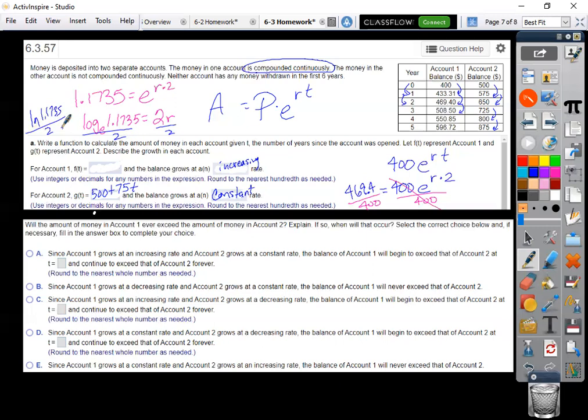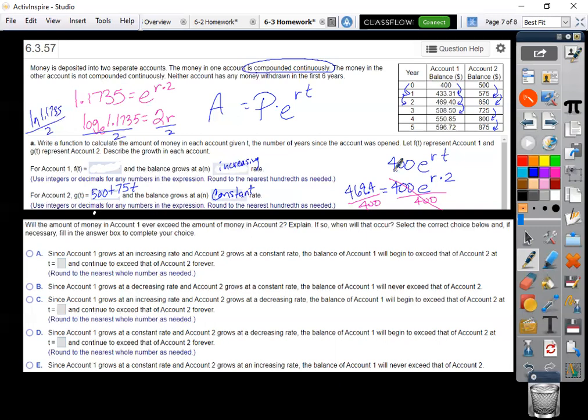So this is natural log, so I'm doing on my calculator, ln of the 1.1735, hitting enter, and then dividing by 2, and I'm getting something like 0.07999. So for the formula here, remember your t, don't forget the t.